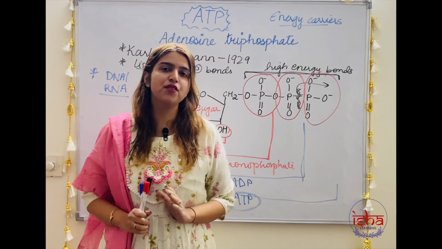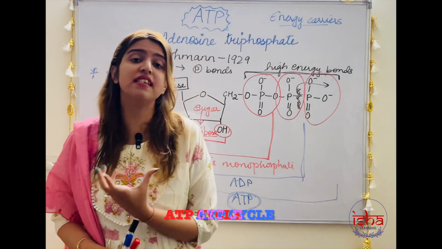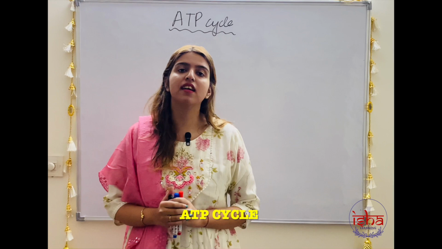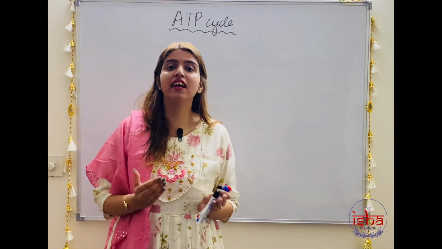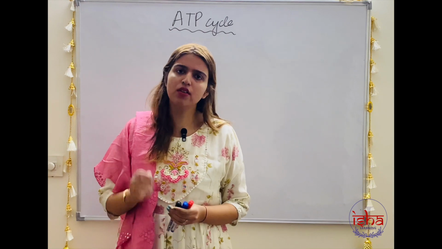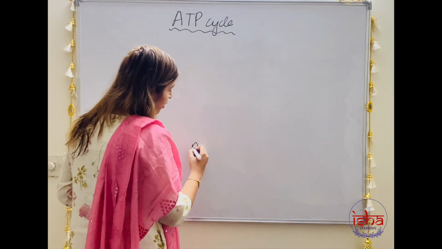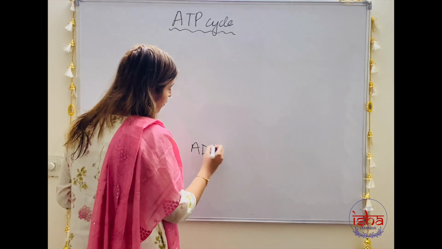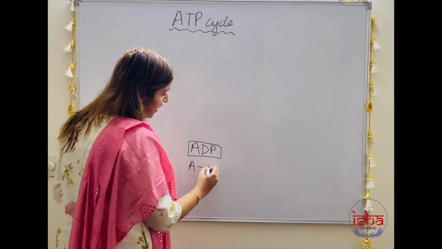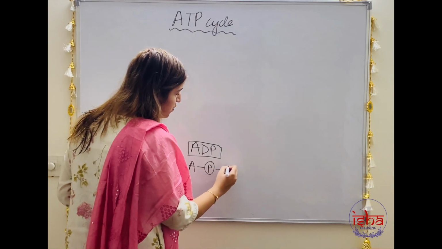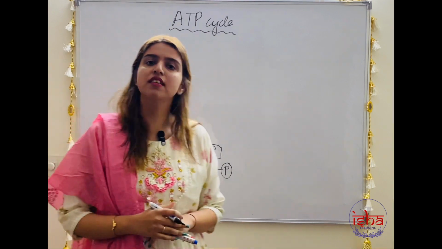To understand this better, let's look at something we know as the ATP cycle. This ATP cycle is the cycle of synthesis and breakdown of ATP. So let's begin. Now you see you have an ADP molecule, adenosine diphosphate. To denote it, I'll write A and make 2 phosphate groups along with it. This is my ADP molecule that is present in a cell.